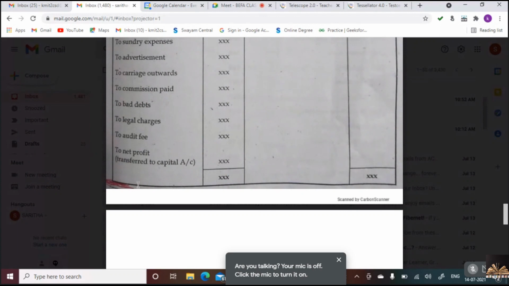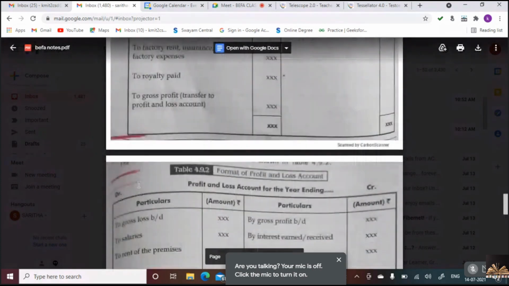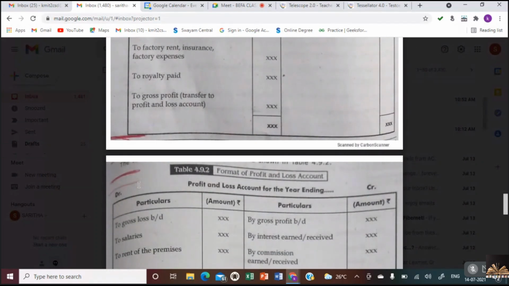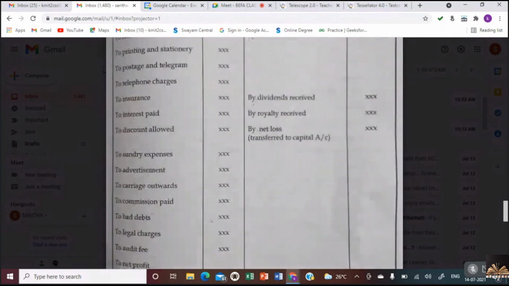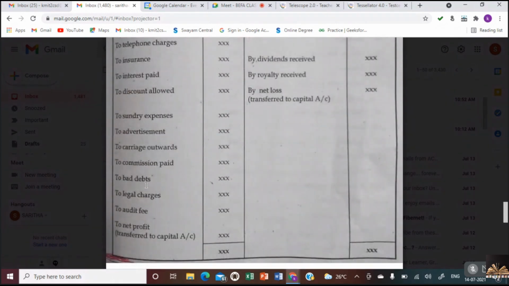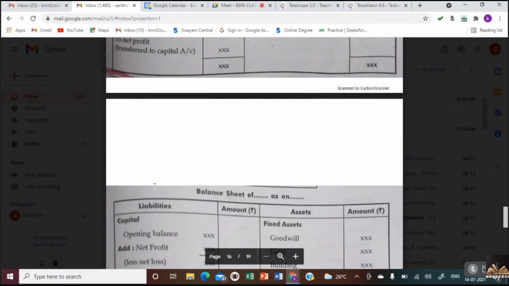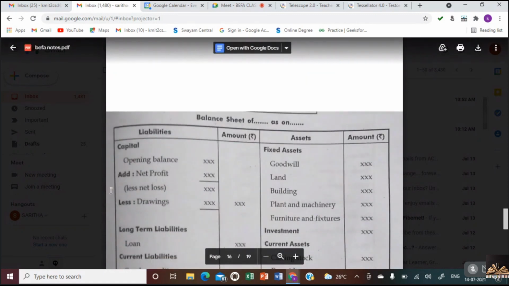Yes, ma'am. What have we found out in the trading account, Nana? What is the output that we found in the trading account? Gross profit. Very good, gross profit. And what is the output that we found in the profit and loss account? Net profit or net loss. Yeah, very good. Net profit. Now listen, whatever net profit we have got, we will add to the capital on the liability side of the balance sheet.